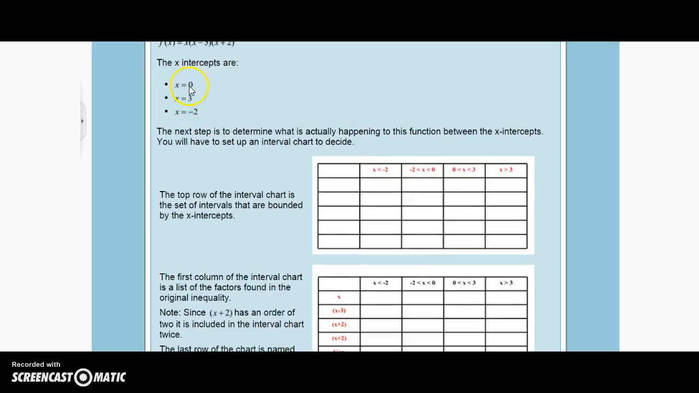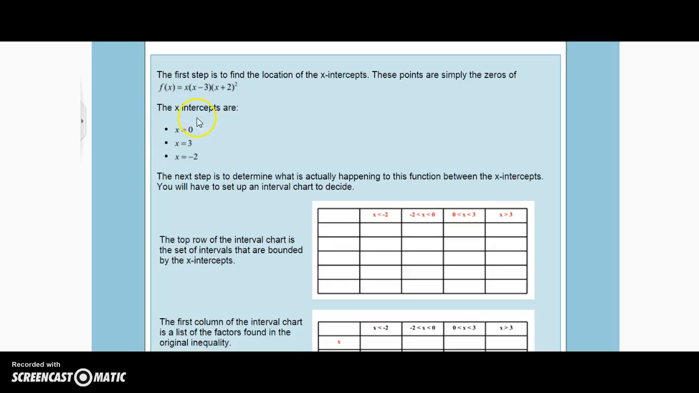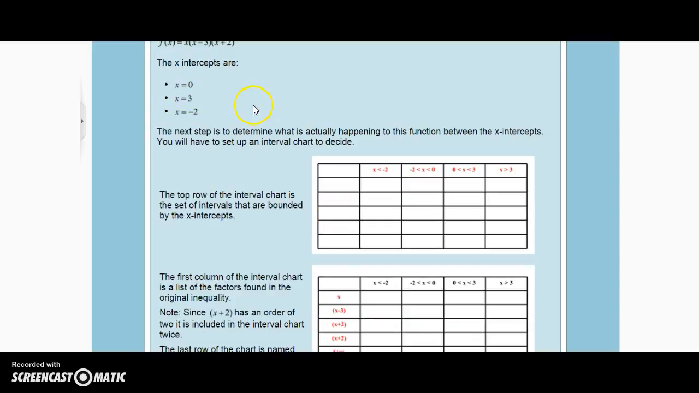And then what we're going to do is look at this and say, okay, my zeros are at 0, 3, and negative 2. So how do I get that? If I factor this and I want this whole thing to equal 0, x is equal to 0. Here, x minus 3 is equal to 0, x is equal to 3. Here, x plus 2 is 0, x is minus 2. So then we look at these numbers 0, negative 2, and 3, and we put them in order because we want to look at the intervals here.